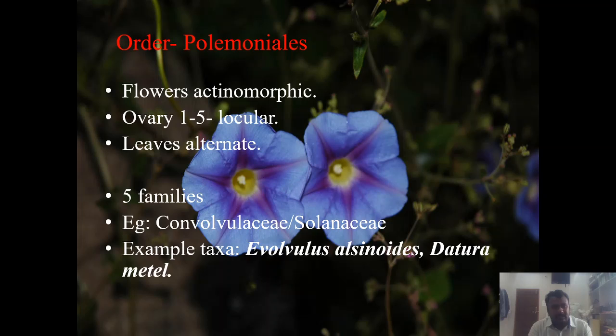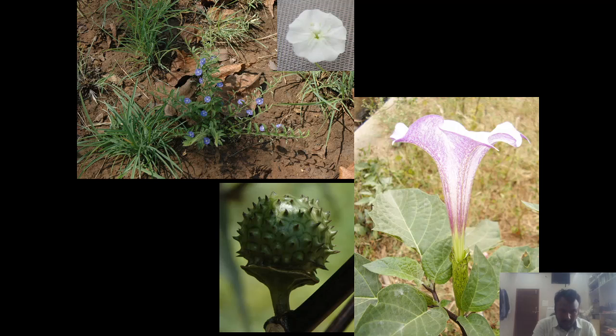Under Polemoniales, flowers actinomorphic again, ovary 1 to 5 locular, leaves alternate. 5 families: Convolvulaceae and Solanaceae. Examples, Evolvulus alsinoides and Datura metel. You can see here Evolvulus alsinoides with the blue flowers and also white flowers. This is Datura metel.